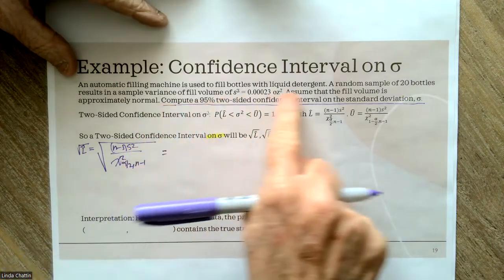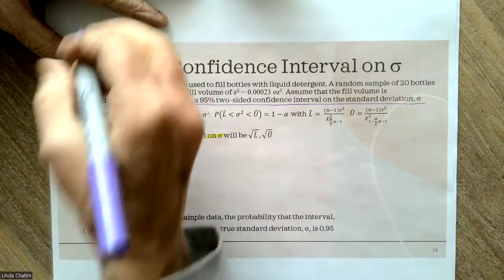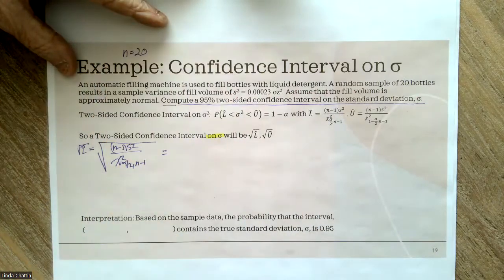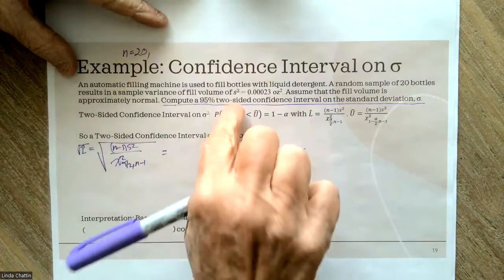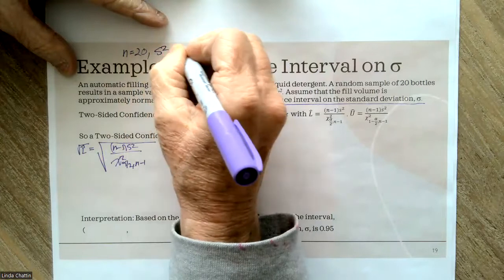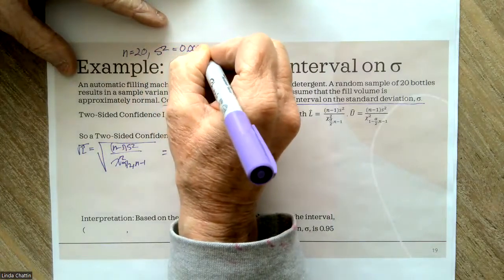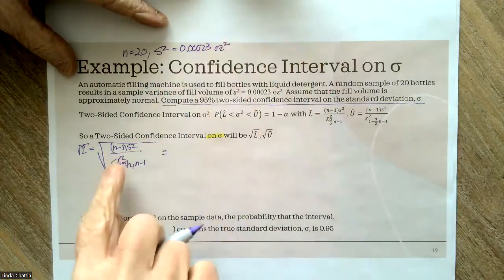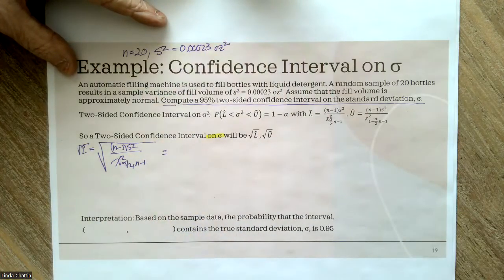Let's see, what have we got here? A random sample of 20 bottles, so I can see that I have an n of 20. That takes care of one thing in here. They also told me that the sample variance was 0.00023, and that's in ounces squared. So I've got s squared. That's good. What else do I need?